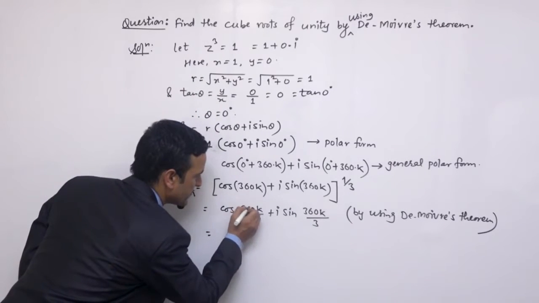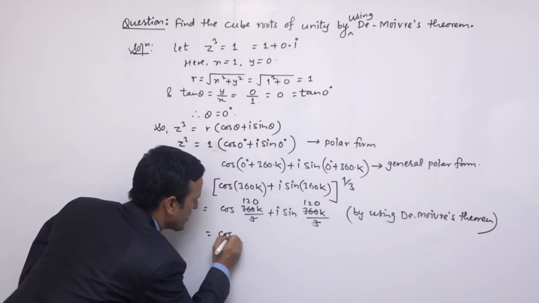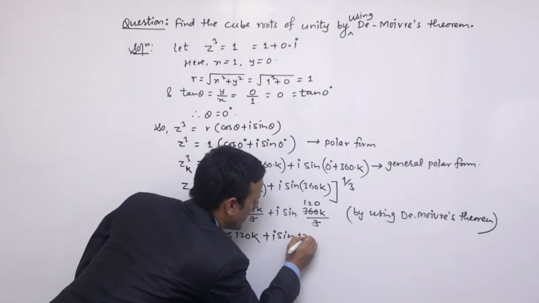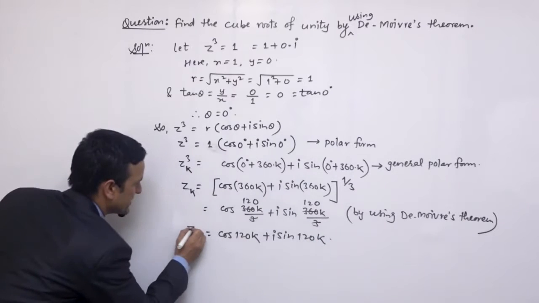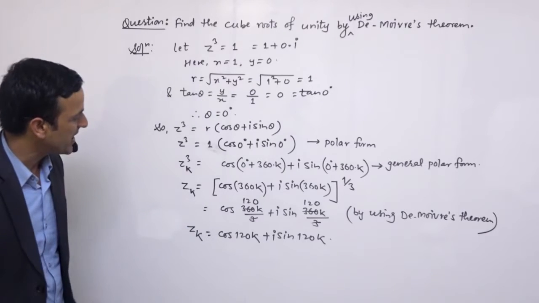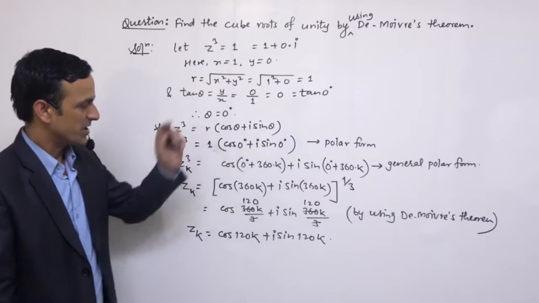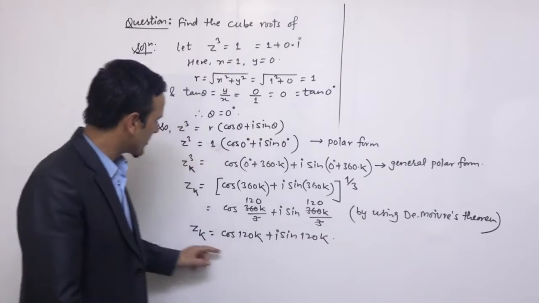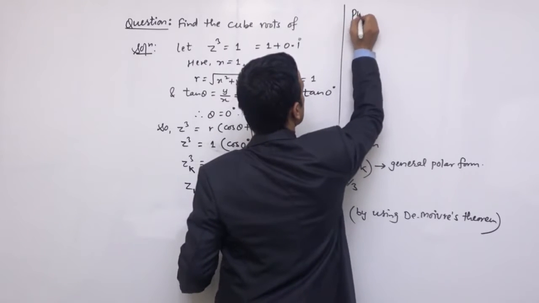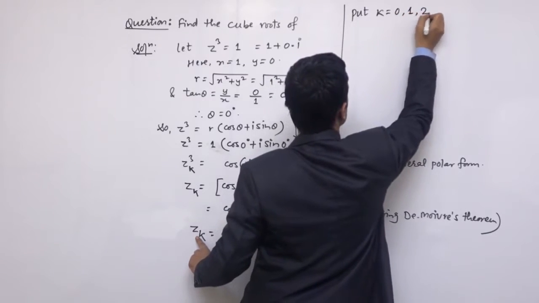So 360 divided by 3 means 120. So write down cos 120k plus i sin 120k. So this is the value of zk. So in this step we can put different values of k and find the solution of this question. So now we can put the value of k in this statement. So put k equal to 0, 1 and 2 only.